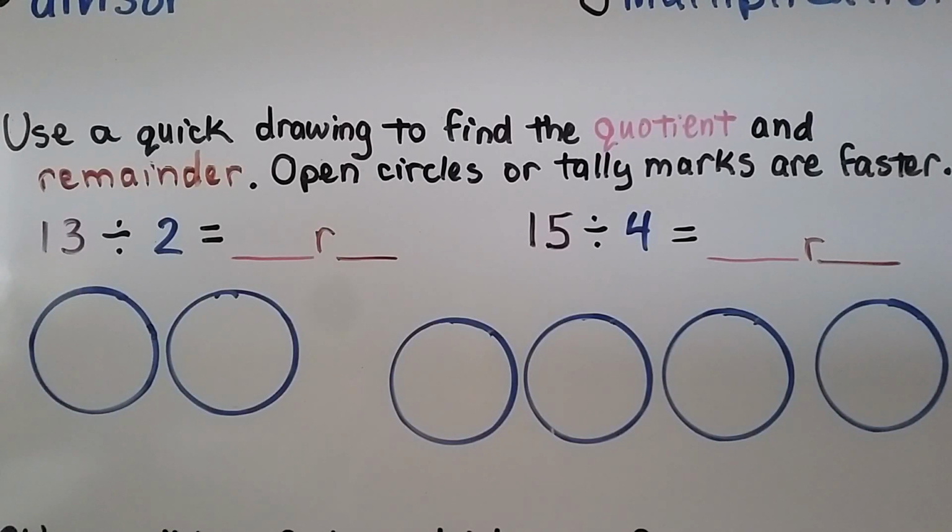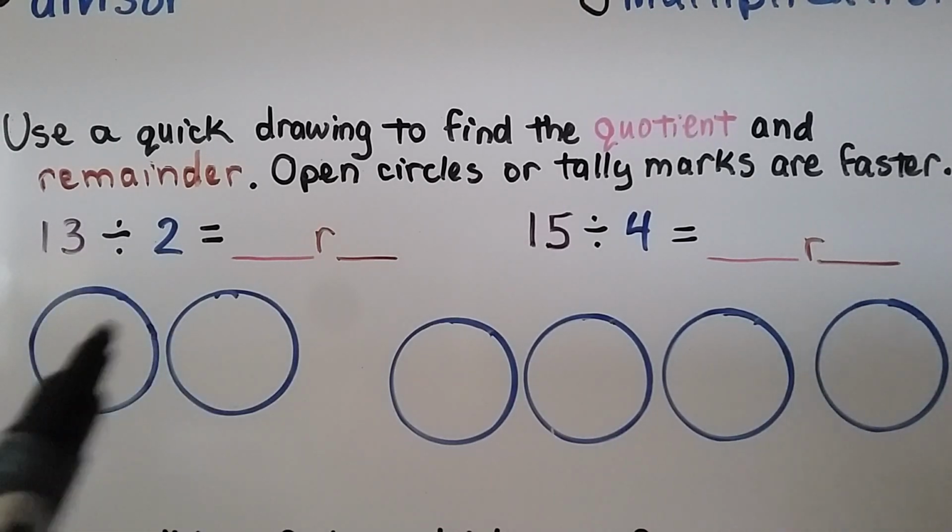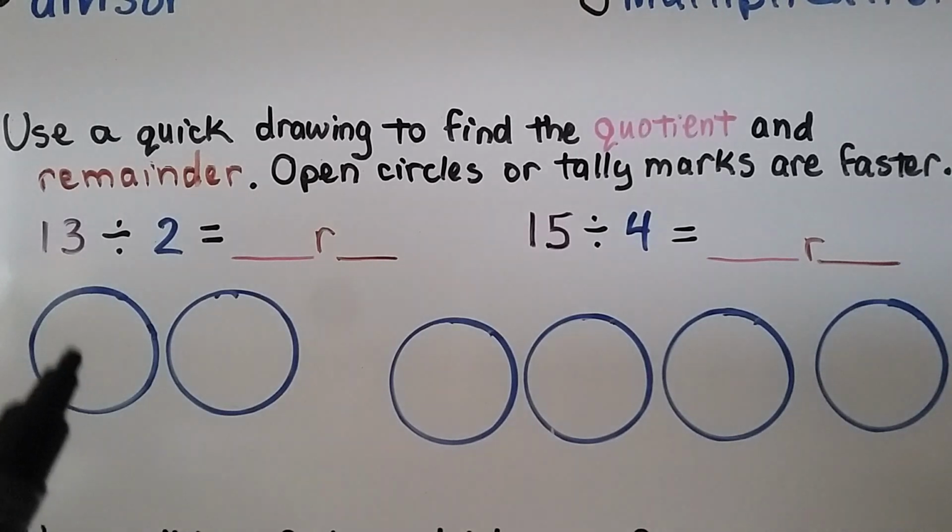Use a quick drawing to find the quotient and the remainder. Open circles or tally marks are faster. Here we have 13 divided by 2. So we made 2 circles for 2 groups, and we need to go back and forth and put 13 in them.